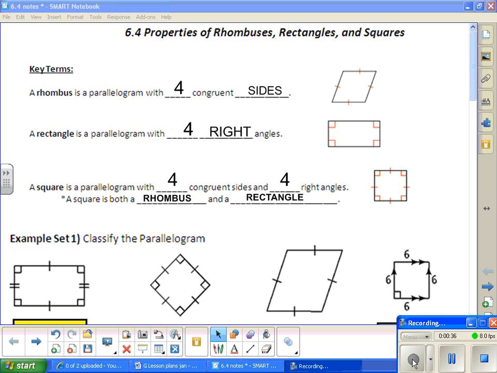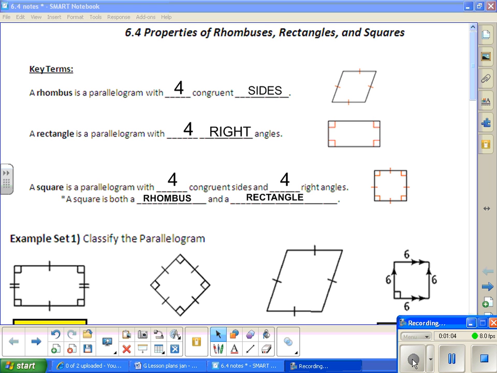So, the only thing that's the same for a rhombus is that all the sides are congruent. It doesn't say anything about the angles. The second one, a rectangle, is a parallelogram with 4 right angles. So a rectangle only talks about the angles, and they all have to be right angles.